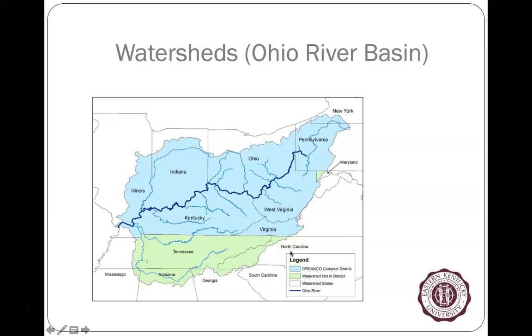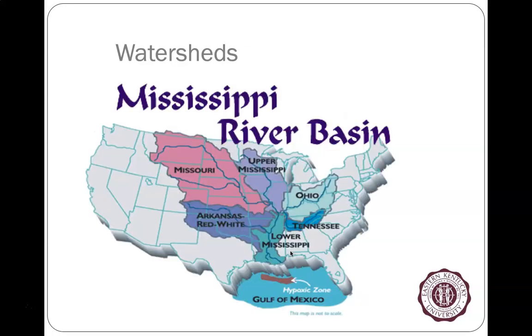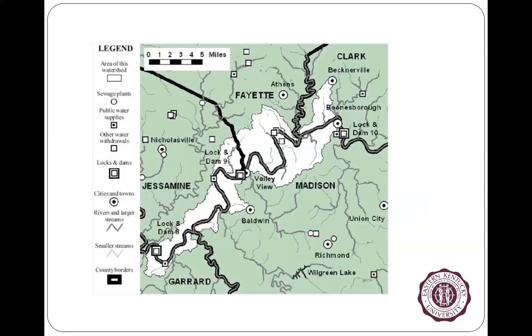The Ohio River Basin, or Ohio River Watershed, is part of the larger Mississippi River Basin or watershed. These terms, basins and watersheds, are used interchangeably. Basins generally are viewed as being larger, but they're still watersheds. And in the European Union, or in British English, they refer to basins and watersheds as catchments. That's the word that they use.